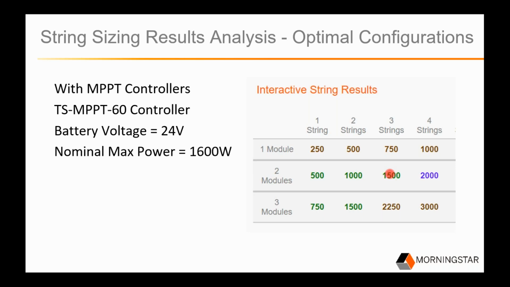However, Morningstar PWM controllers have 25% overcurrent protection, making it possible to size the controller without applying the 125% factor to short circuit current required by NEC code.